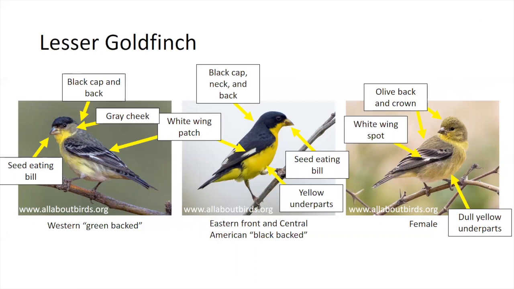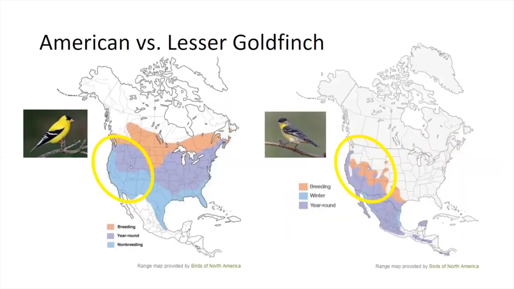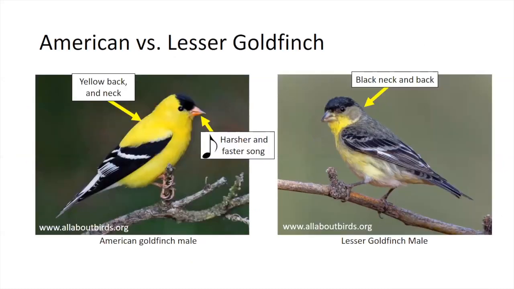And on the black-backed, of course, he has a black back, and on the green-backed, he has a gray cheek, kind of splitting up the black cap and the black on the back. And she's just more olive colored than he is. So if you're in the portion of the country in the right time of year for them to overlap, the best way to tell them apart is that the American has the yellow that extends down his back, whereas the lesser has that black on his back. And the song is another good way to tell them apart. The American has a harsher and faster song to listen for.